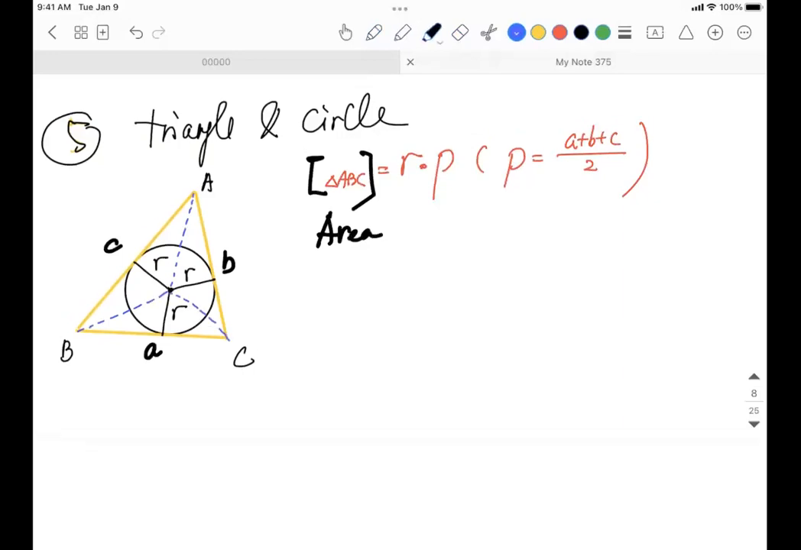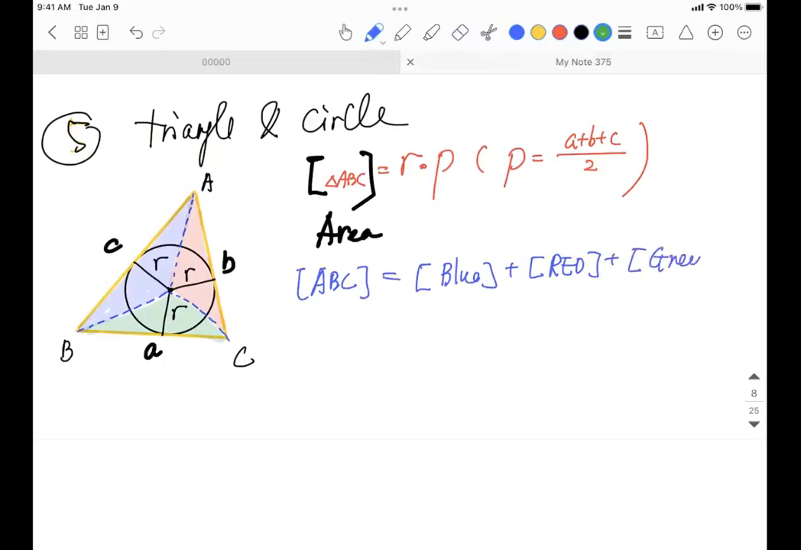I'm going to give them different colors. Maybe this is blue, this is red, and this is green. Blue, red, and green. Okay, so ABC's area will be broken into the area of blue, area of red, and area of green. Does it make sense? Okay, let's do this one by one.